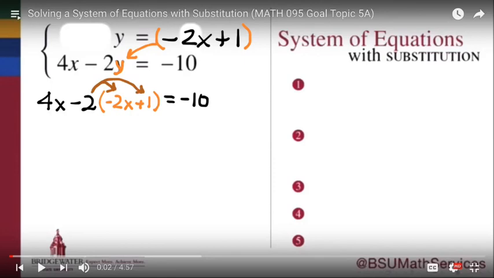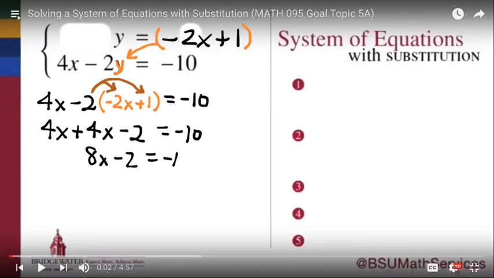Simplifying the left-hand side requires us to distribute multiplication over addition. Negative 2 times negative 2x is going to give me positive 4x. Negative 2 times 1 is going to give me negative 2. Finish simplifying by combining these like terms. 4x and 4x combine together to give me 8x, minus 2 equals negative 10.